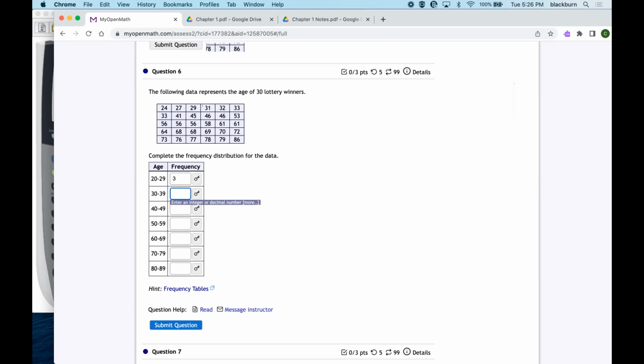Then 30 to 39, I got 1, 2, 3, 4. Then 40 to 49, 1, 2, 3, 4. 50 to 59, 1, 2, 3, 4, 5. Then 60 to 69, 1, 2, 3, 4, 5, 6. 70 to 79, 1, 2, 3, 4, 5, 6, 7. And then only one old fart was a lottery winner.